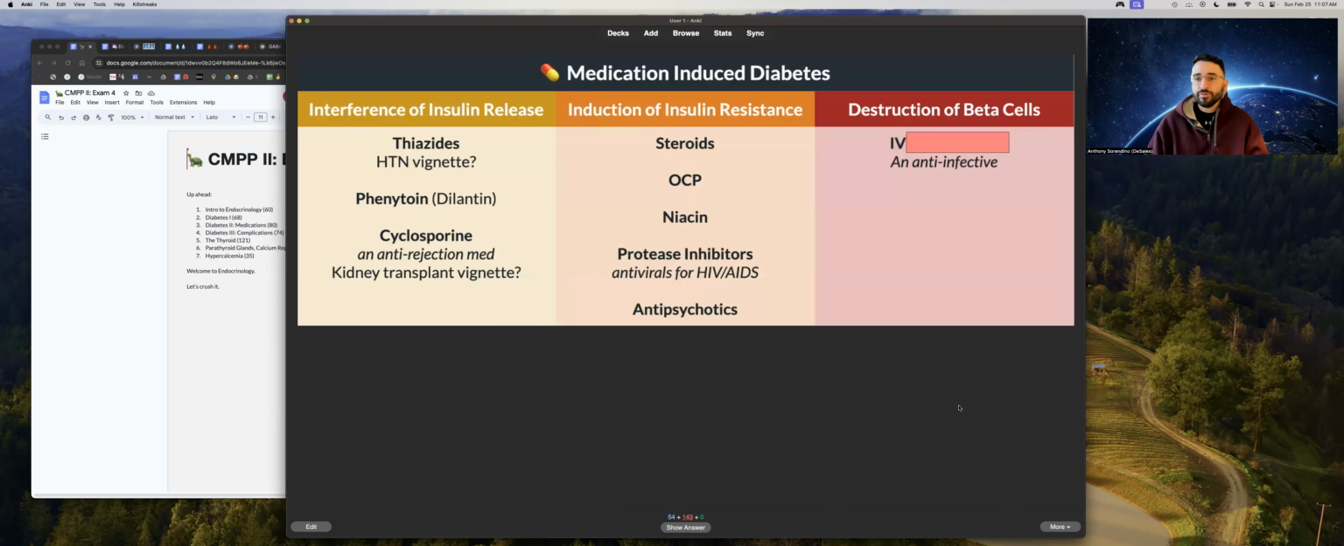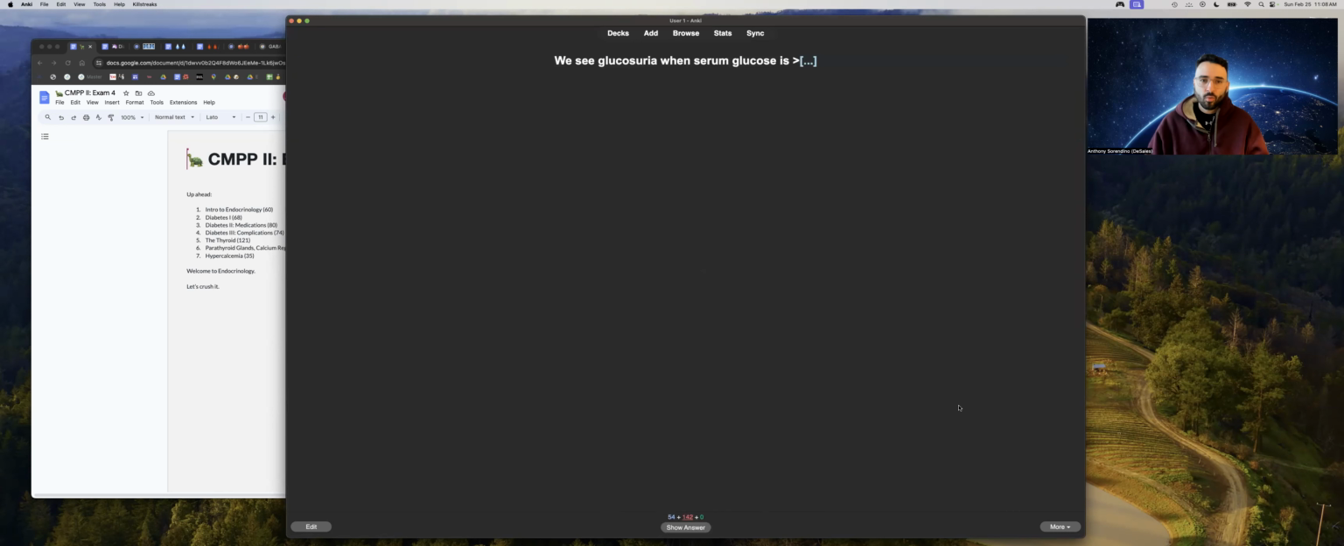Okay, IV. What's this anti-effect? It starts with a P. Pentamidine. Oh, what did this? SOAP. It spells SOAP. Antipsychotics. We see glucosuria when serum glucose is greater than 180.